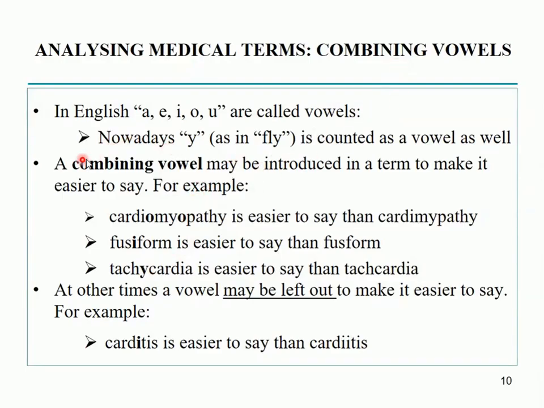Sometimes you don't put a combining vowel in, you take a vowel out, because again, it sounds a lot easier to pronounce. So we say carditis, which is the inflammation of the heart, whereas correctly it's cardiitis. And again, you can see that to look at the word, it's quite challenging, but also it's a little bit difficult to pronounce. And that's enough for now, and that's the end of part 1. In part 2, we're going to look at prefixes.